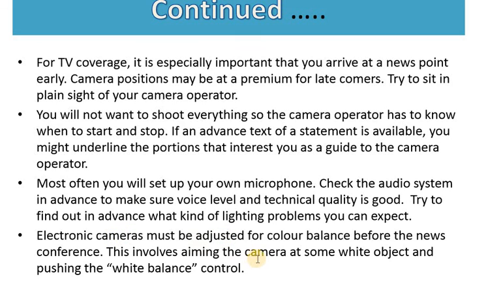The electronic camera must be adjusted for color balance before the news conference. This involves aiming the camera at some white object and pressing the white balance control.